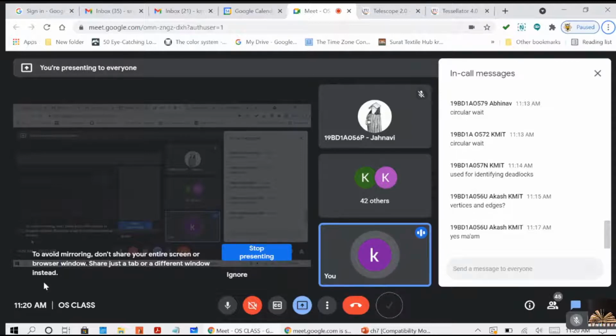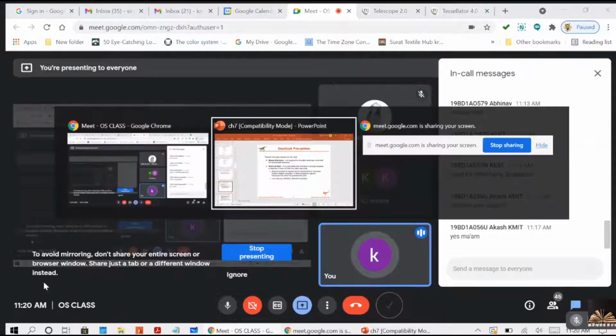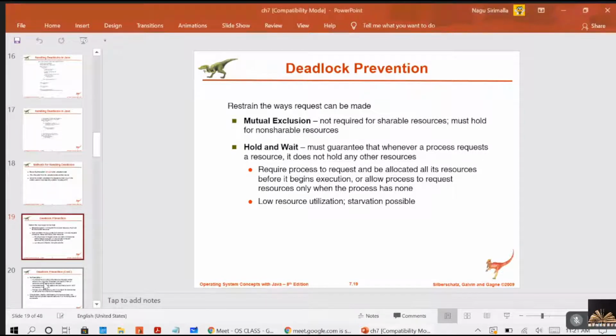By allowing the sharing. But there are some systems these days which allow resource sharing. So I can say that with mutual exclusion, I cannot prevent the deadlock. And with hold and wait, we will make sure that the process is not holding any resources when it is requesting for the resources, right?